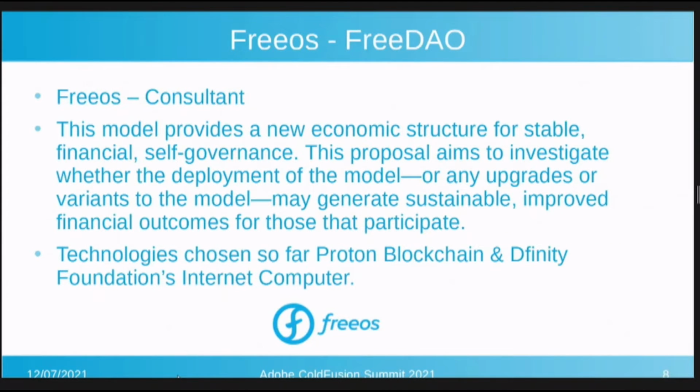Okay, FreeUS. FreeUS is a project out of New Zealand with certainly worldwide ambitions and also worldwide benefits. So FreeUS is sort of a UBI with a DAO, decentralized autonomous organization. I'm going to go into those in a minute and how important they are. There's links to all these at the end of these slides, by the way. And technology chosen so far for FreeUS are the Proton blockchain and the Dfinity internet computer, Dfinity Foundation's internet computer. That's incredibly exciting. I'm going to go into that in a little bit more detail.